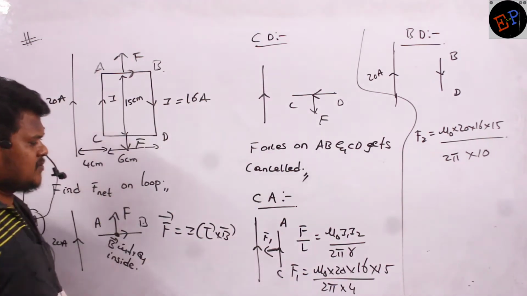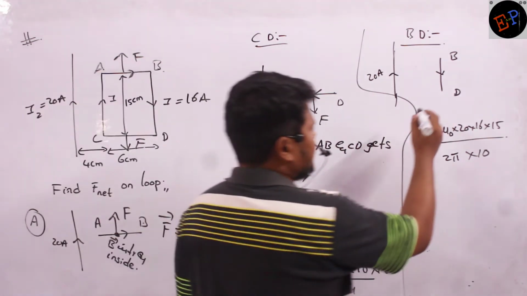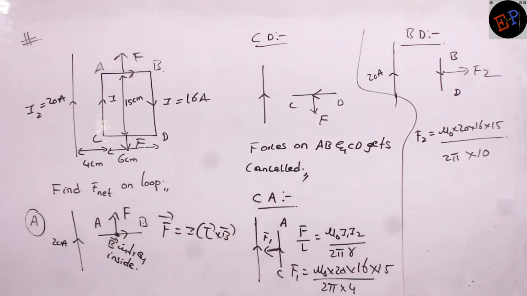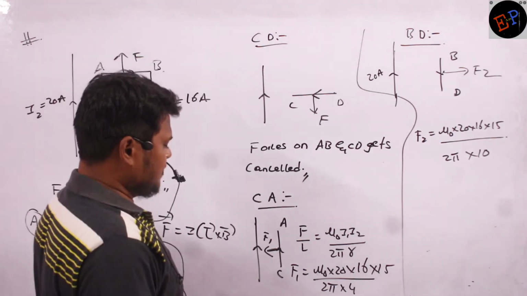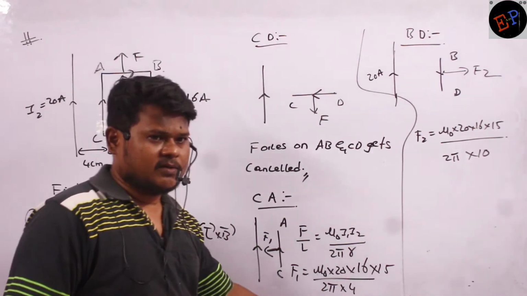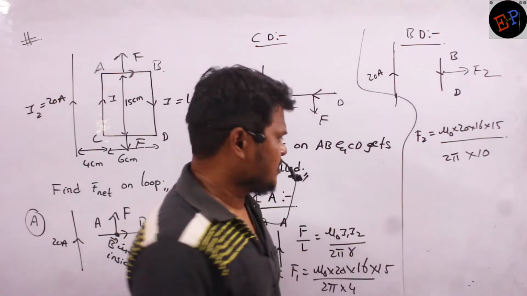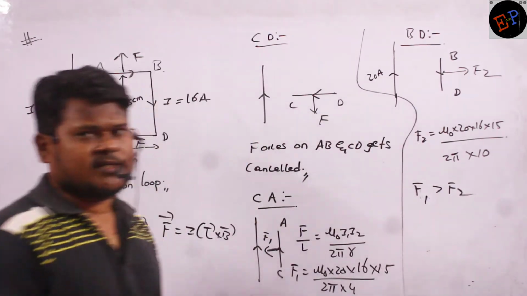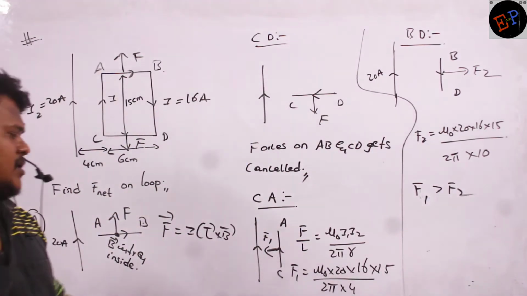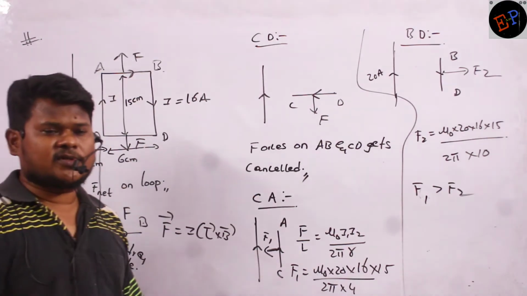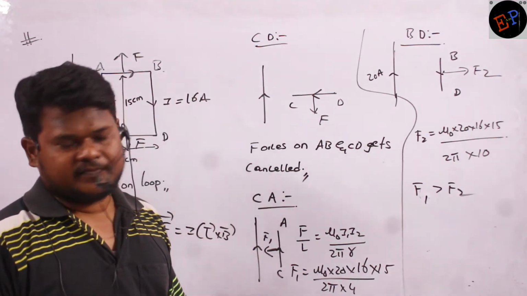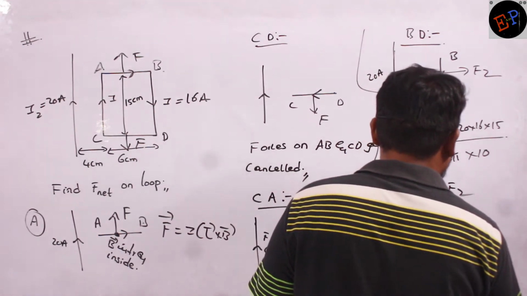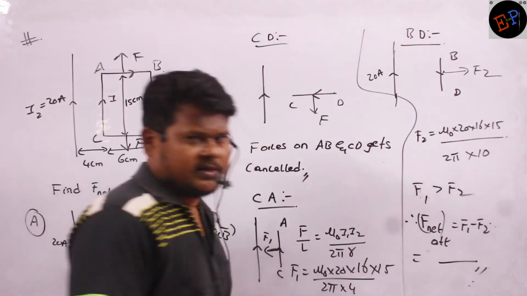Now this wire will experience force in which direction? Opposite direction. It will experience repulsive force, F2. So this one I am calling F1, this is F2. Now which one is bigger? F1. How can you say? The denominator is smaller: here the denominator is 4, here it is 10. So definitely F1 is bigger than F2. F1 is attraction, so the attractive force is greater than the repulsive force. So the net force will be attraction. That is our answer. The net attraction is F1 minus F2. I am not doing this calculation, do it. That is our answer.